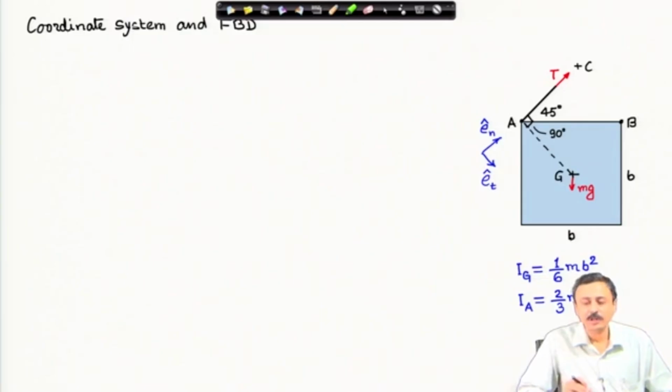We consider this coordinate system, the tangent normal coordinate system, as I have shown here. There is something about this geometry that is given in the problem. These wires are at 45-degree angle to the edge of the plate, and because this is a square plate, the line AG also makes 45-degree with that edge of the plate. Therefore, the net angle, the angle GAC, is 90-degree.